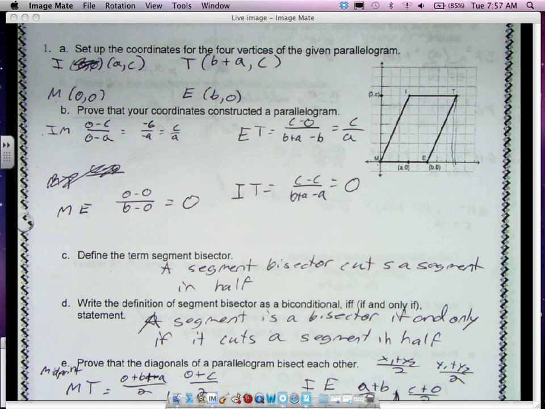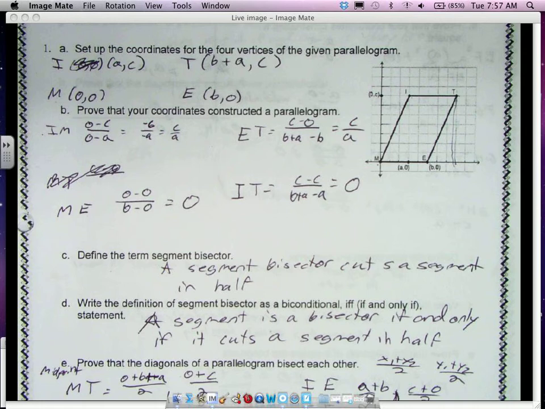We decided M was at 0, 0, E was at B, 0, I was at A, C, and then T was B plus A, comma C. So then we found the slopes for all of them. We get the slope from I to M is C over A. The slope for E to T is C over A. So we know those are parallel. And the slopes for ME and IT were both 0.